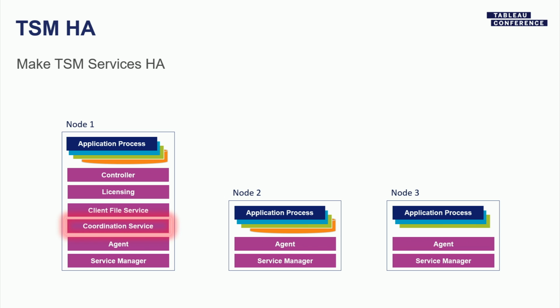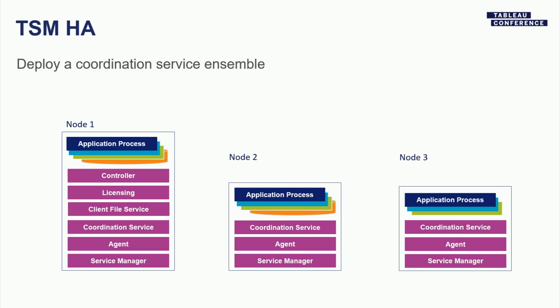The first thing that we would need to do is deploy a coordination service ensemble. Since I have 3 nodes, I'm going to go ahead and deploy coordination service across each of those 3 nodes. This is a manual step that you as an administrator need to do in order to set up high availability.